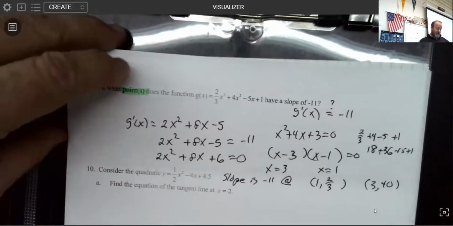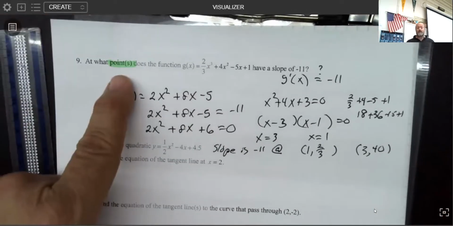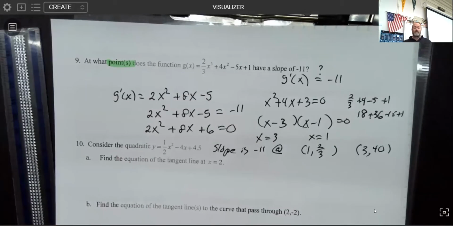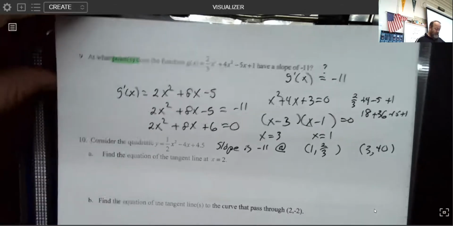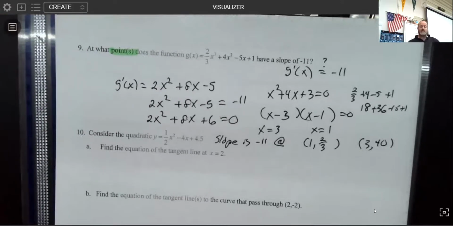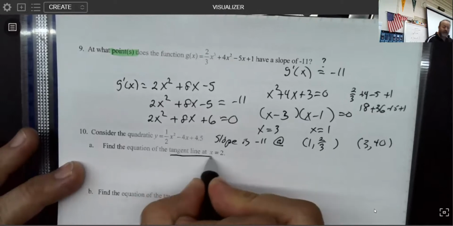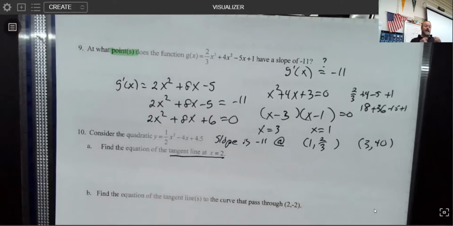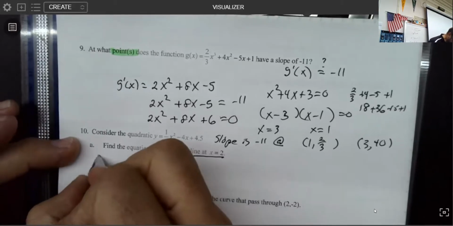So again, not terribly difficult, but please notice it doesn't just ask for the x value, it asks for the coordinate where that happens. Now, the next one is we have this little quadratic, and I want to know the equation of the tangent line at x equals 2. As soon as you hear that chunk, tangent lines have to intersect and they have to have exactly the same slope. So if they have to intersect, the first thing I need to know is what point that is. So what is f of 2?